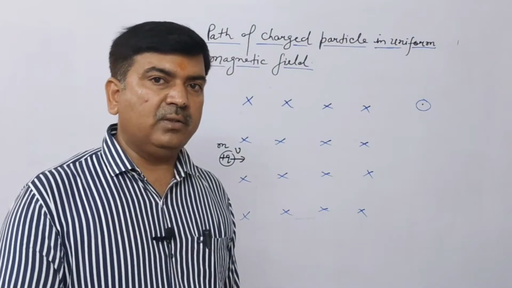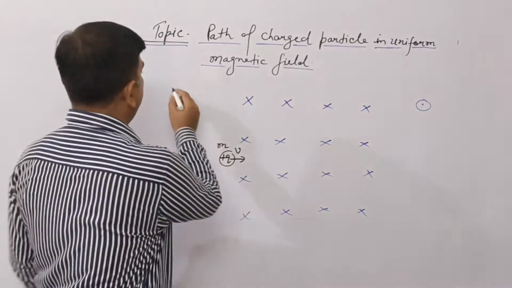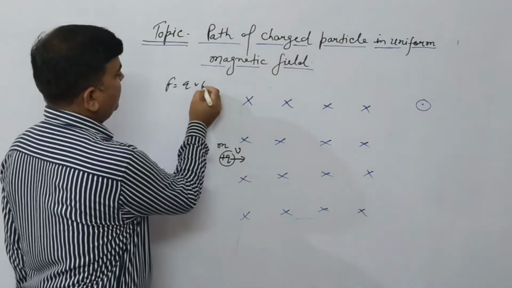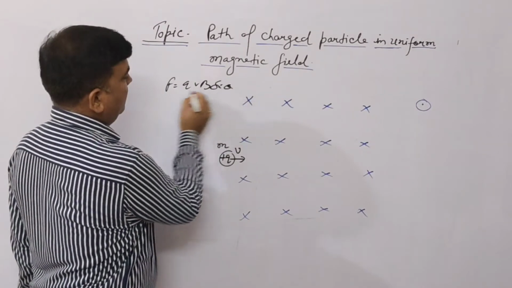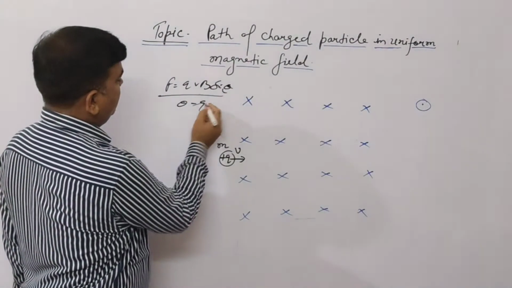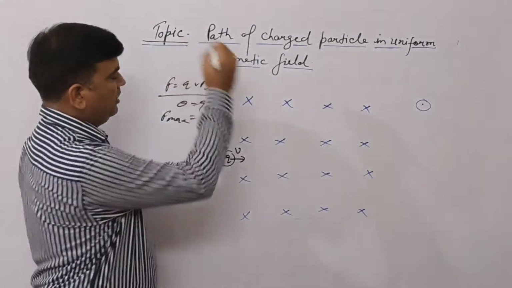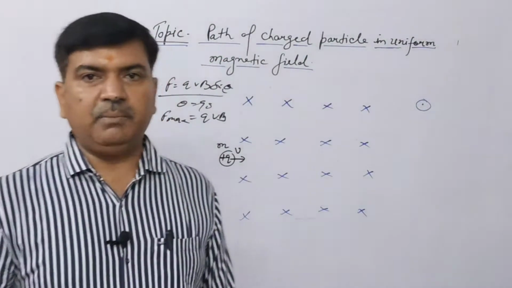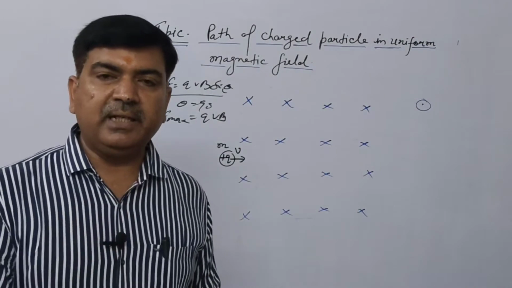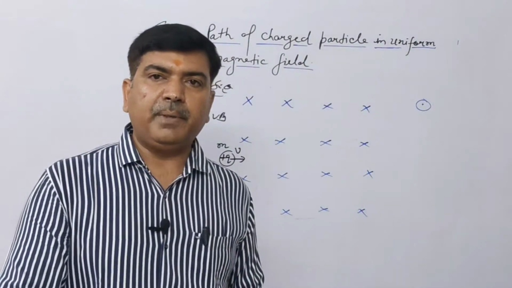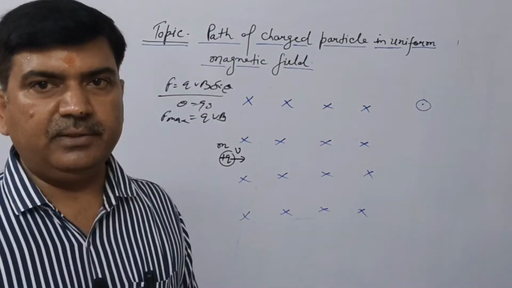And how to calculate the force? Everyone knows F equals this formula, F = qvB sin theta. And here theta is 90 degrees, so the magnetic force is maximum, equal to qvB. The magnetic force is maximum on the charged particle if the charged particle enters the magnetic field perpendicular to the direction of the magnetic field.